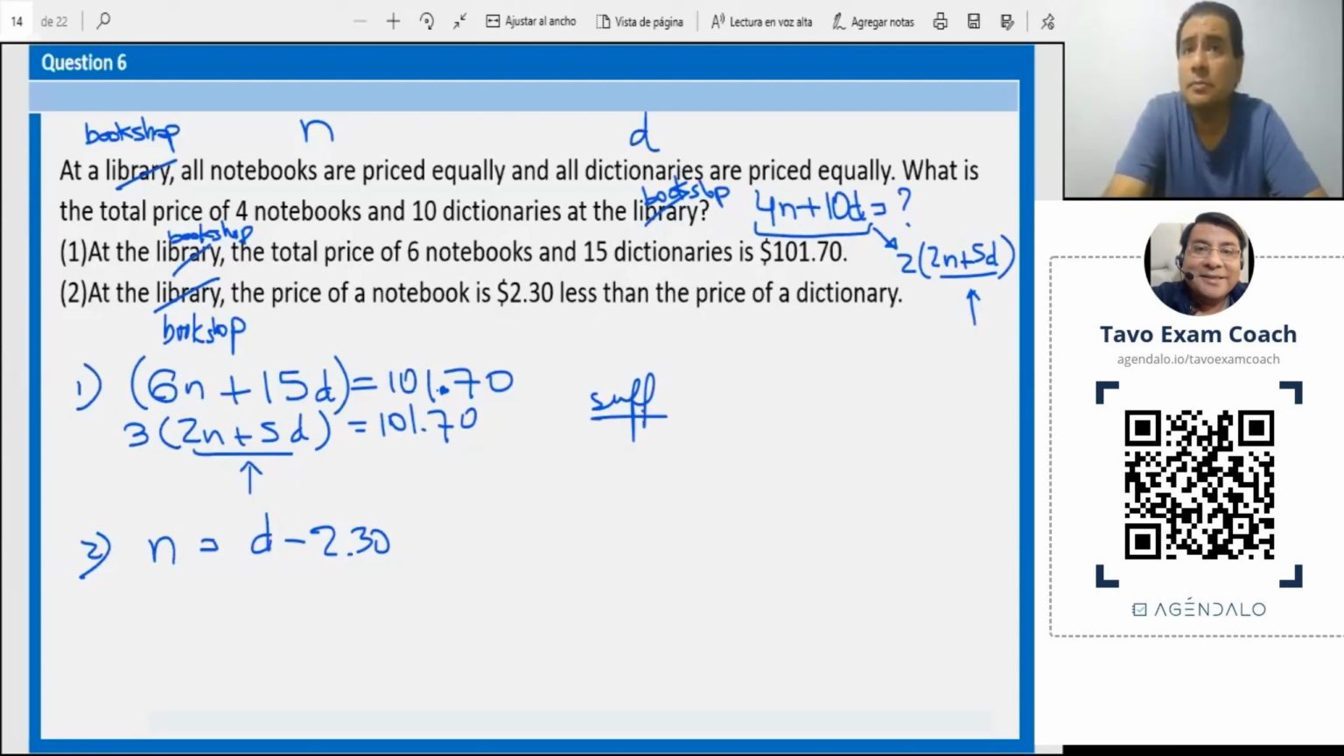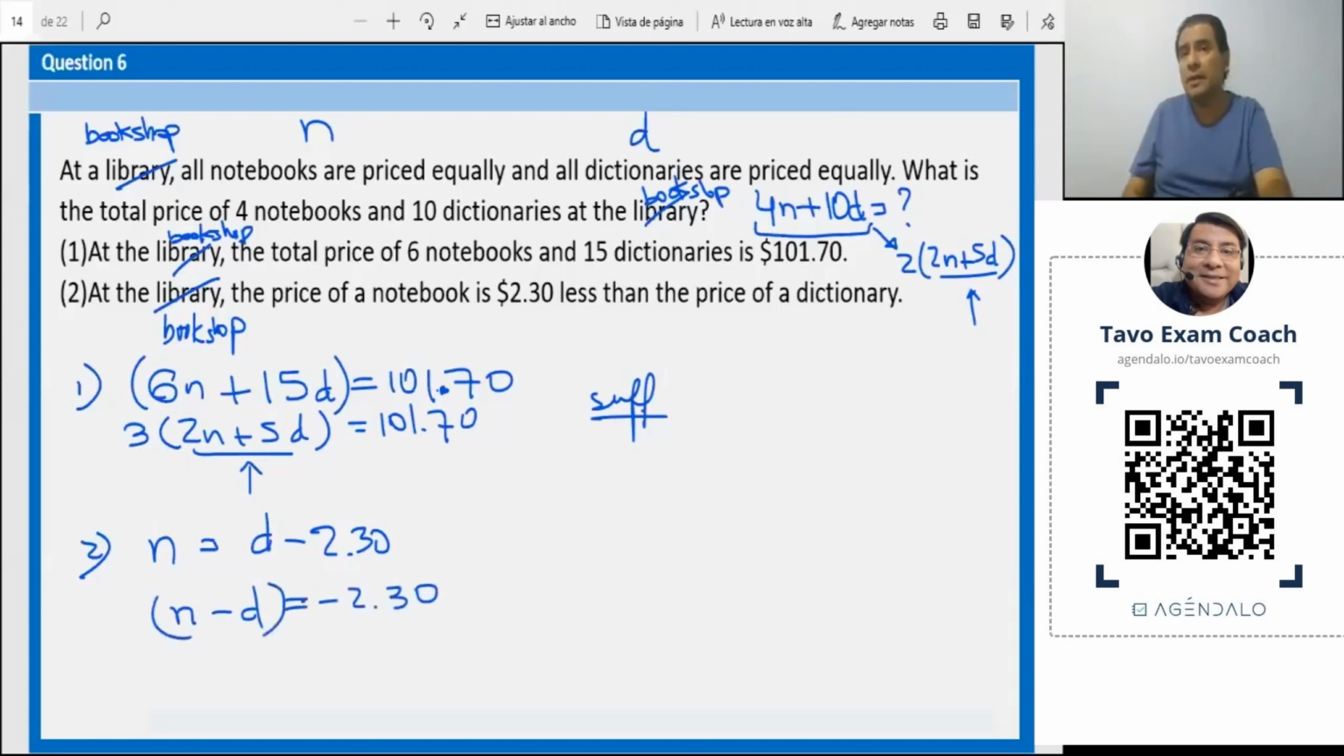What about statement 2? Well, having one variable in terms of the other cannot really give you the value of that expression in the question. You could just reduce one variable, and there's no way in the world that you could transform this expression N minus D into 4N plus 10D. So here is not sufficient. The correct answer choice then would be A.